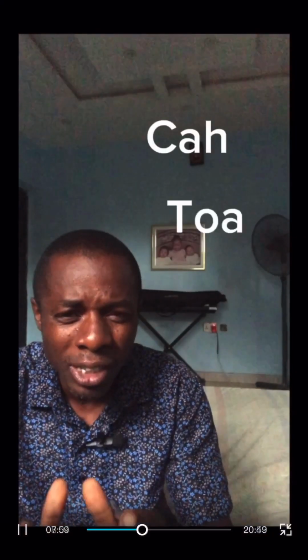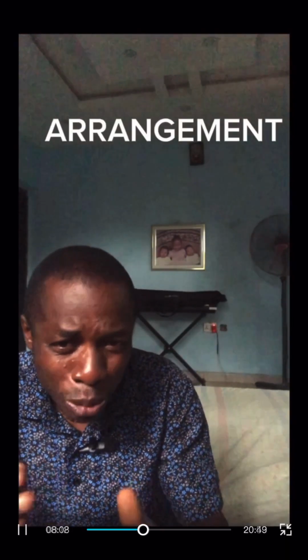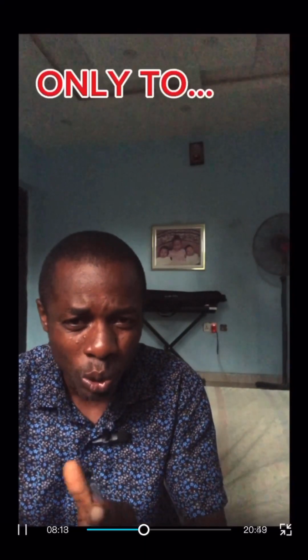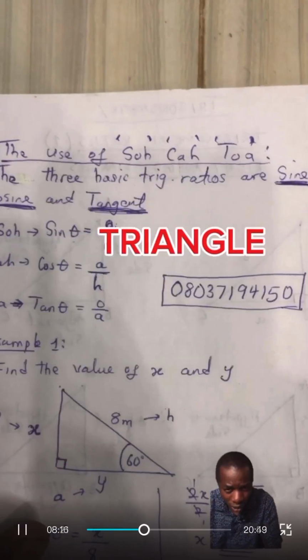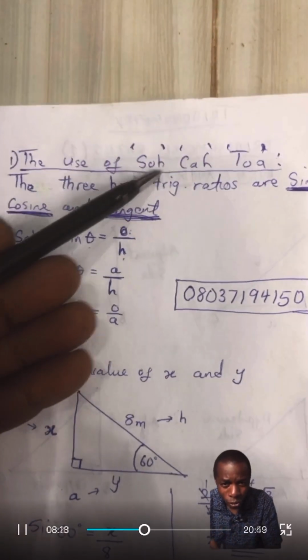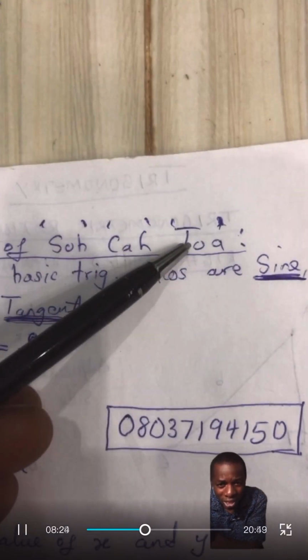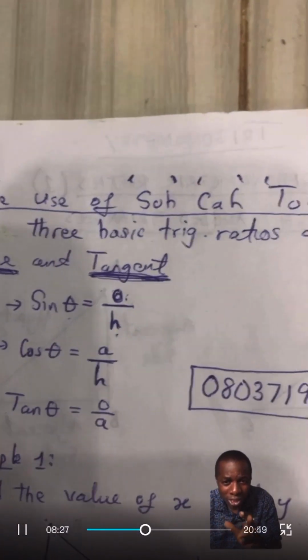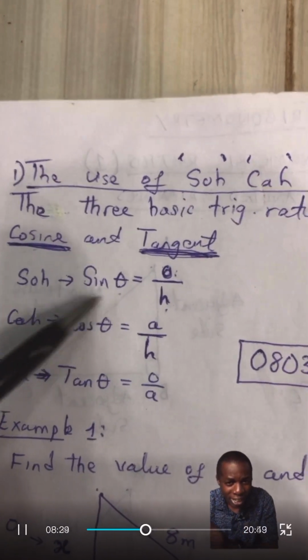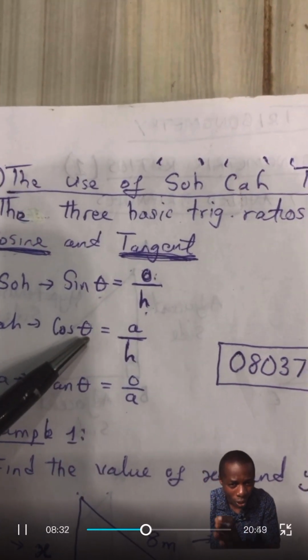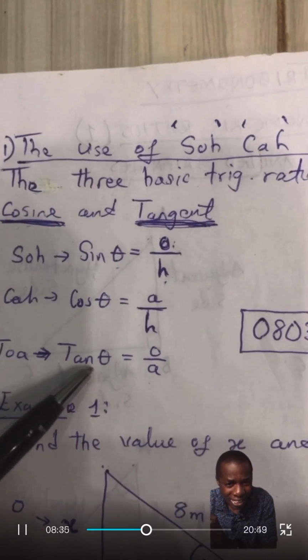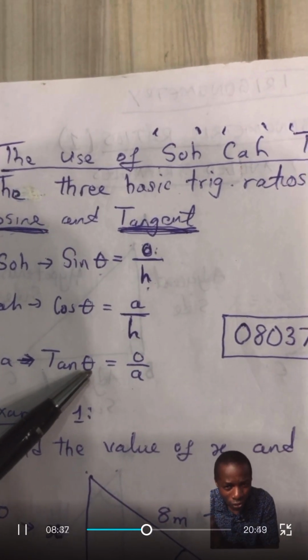Now SOHCAHTOA is not a formula. It's just a procedure, an order or arrangement that must be followed in solving problems that are related only to right angled triangles. All right, so if you look at the letters, one is S, the other one is C, then the other one is T. That S stands for sine of angle, that C stands for cosine of angle, and that T stands for the tangent of angle.